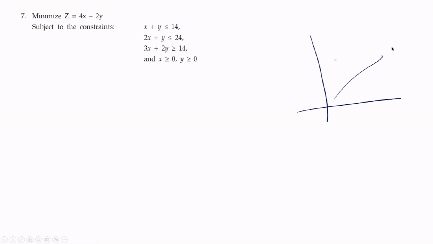When the slope is positive, then we cannot use the steps that we have seen in the isocost or isoprofit method. That is, we cannot say that the line which is farthest from the origin will maximize z, or the line which is nearest to the origin will minimize z. So let us proceed with this problem. The first step is we have to find the feasible region.